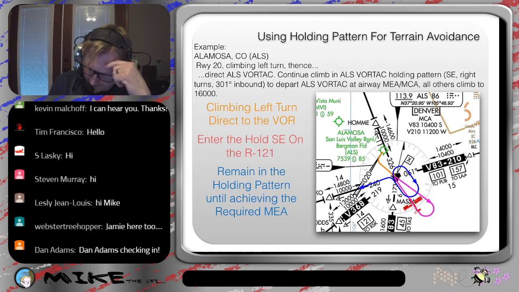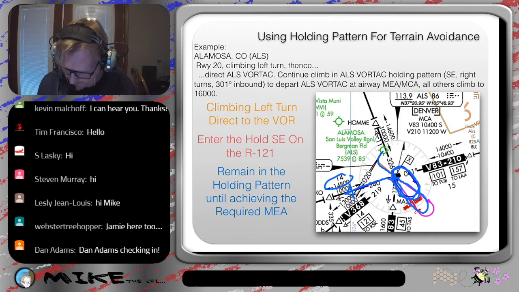What I drew out here is basically what that would look like. We're going to be making a climbing left turn to the VORTAC. We do the entry procedure. This one's calling for a teardrop entry. We get into the holding pattern. We climb to our minimum altitude, and it says if we're going to be going southwest bound, that we have to be at least 14,800 feet. So we'd have to climb in that holding pattern until we reach that altitude, and then we can turn on course. Hopefully you brought your oxygen with you.